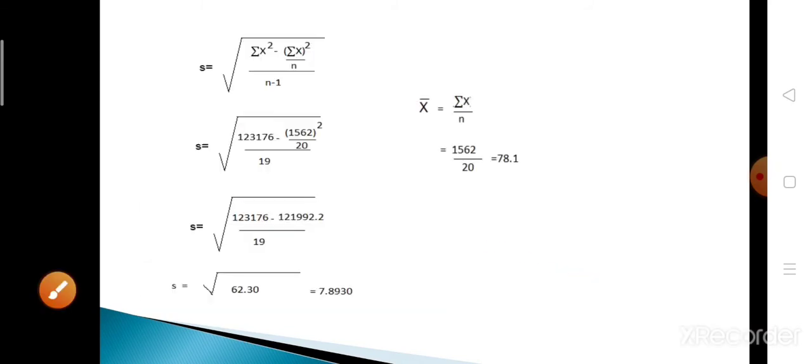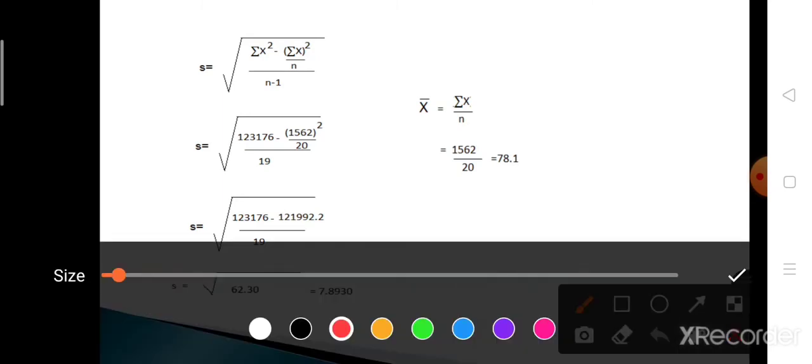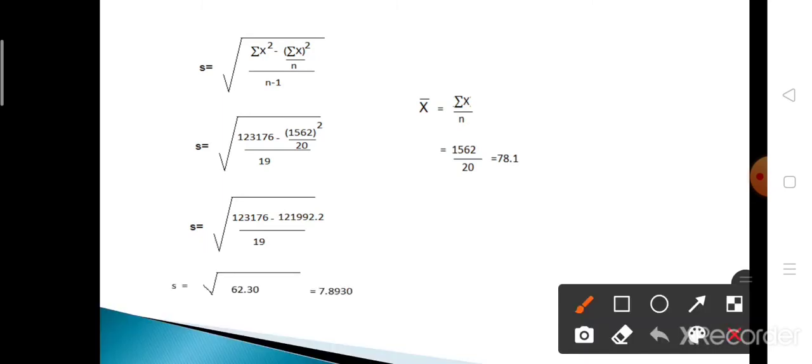Now just plug the values of summation x and summation x square into the formula of s and x bar. So s is equal to the square root of summation x square minus summation x whole square divided by n, whole divided by n minus 1. What is the value of summation x square? 123,176 minus summation x, which is 1562, its square divided by n. What is the n value? 20, and n minus 1 is 19. So 1562 square divided by 20 is 121,992.2.